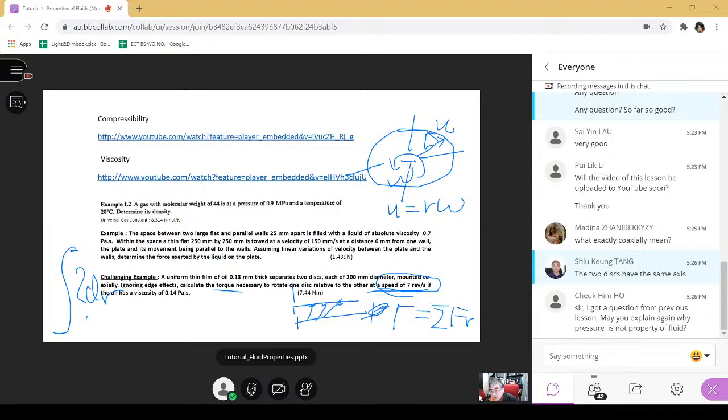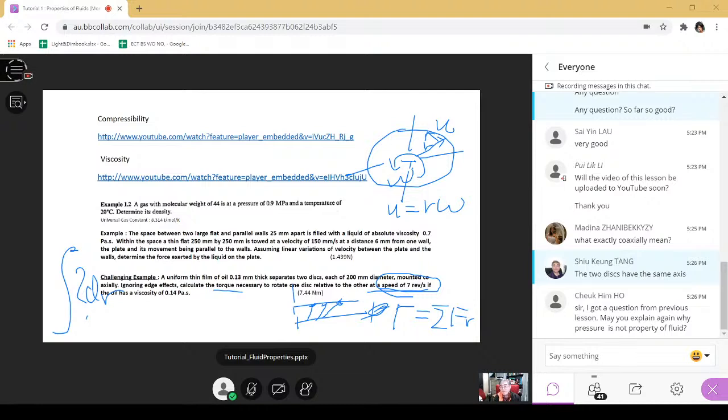I got a question from the previous section. Can you explain again why pressure is not a property of fluids? In the polling Word document, I explained already. What is a property of a fluid? If there is no change in the fluid, then the properties should not change, right? But for pressure, it is not a property.